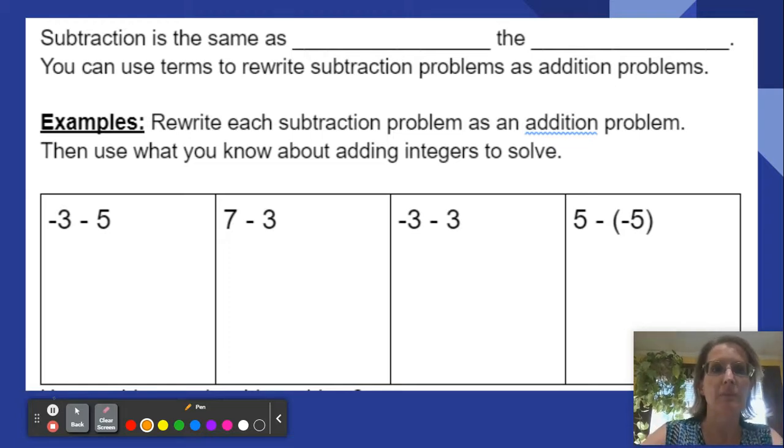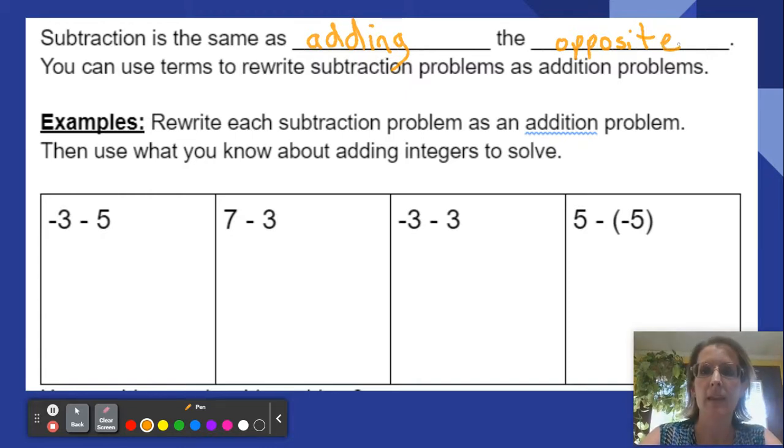Now we are back to your notes again. So we already learned in those last couple slides that subtraction is the same thing as adding the opposite. And you can do what we did at the beginning of the video, and you can use terms to help you rewrite the subtraction problems as addition problems. So we're going to do the first one together, and then you're going to do the next 3 on your notes and check them with the Edpuzzle video. Rewrite each subtraction problem as an addition problem, and then use what you know about adding integers to solve.